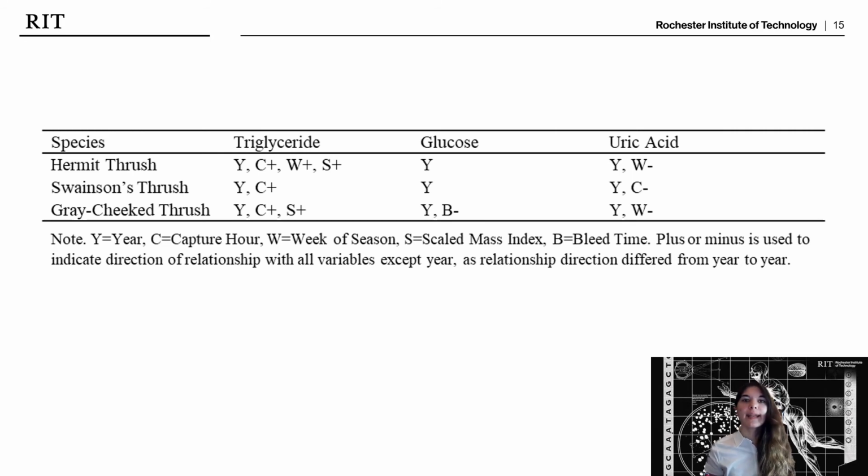This table displays independent variables that were retained as significant in our multiple regression models with backward selection. Without getting into too much detail, our most important takeaway from this table is that year was retained as a significant independent variable for all 3 metabolites and for all 3 species. This supported our idea at the beginning of this project that year-by-year variation in metabolite levels could exist.